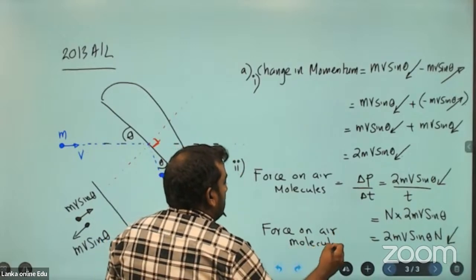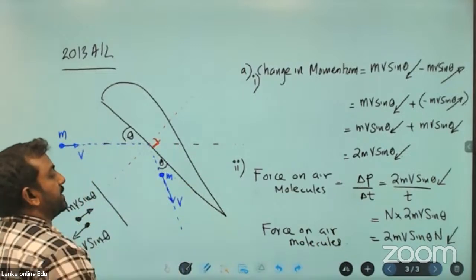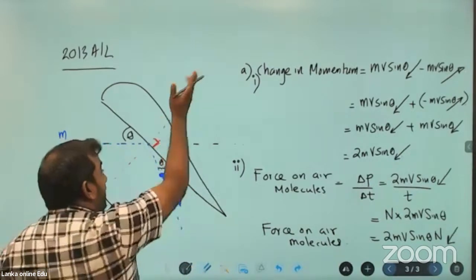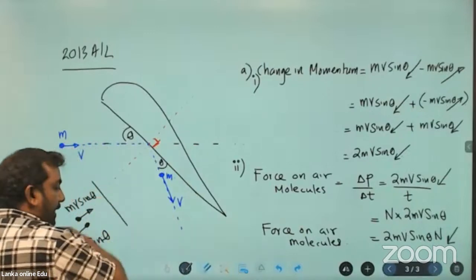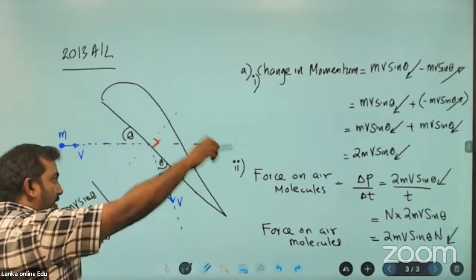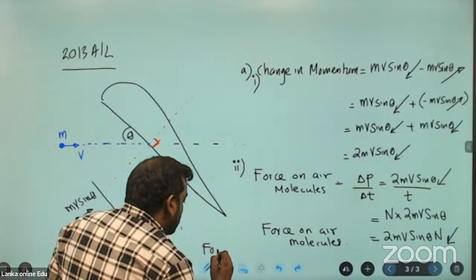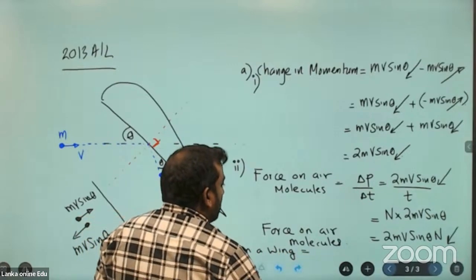Every action has equal opposite reaction. Force on the air molecules will be in that direction. Force on the wing will be in the opposite direction. You can write here, force on a wing. Newton's third law: every action has equal opposite reaction.